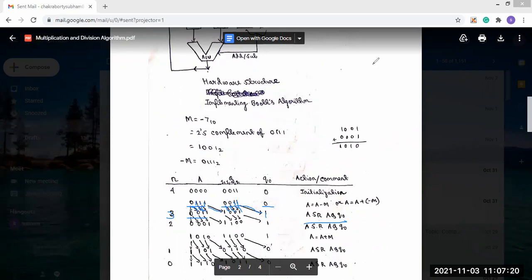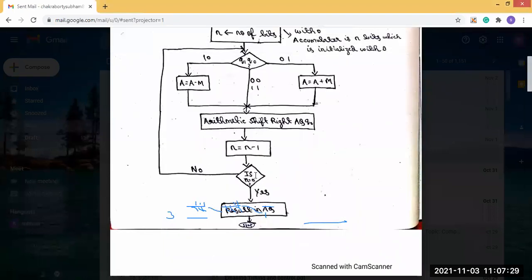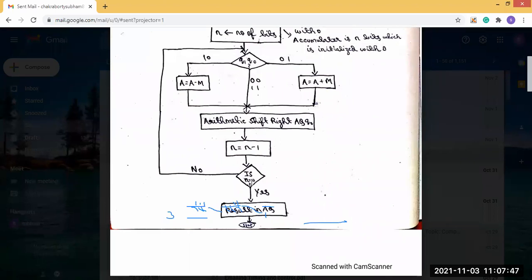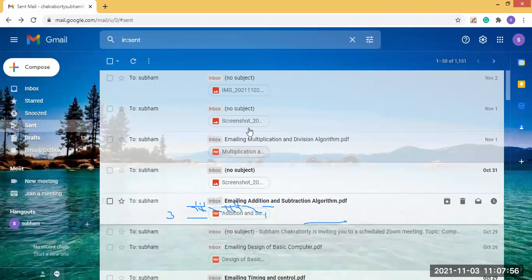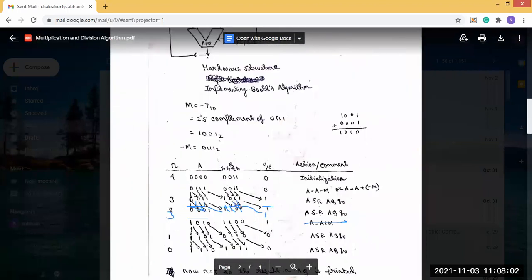Okay, so now what do we have to see? After that, according to the flowchart, we check: is n equal to 0? Then the result will be A and Q, combining them both, so the result will be AQ. But if n is not equal to 0, then we have to perform these steps again. Now n equals 3, so this is not 0. So we have to perform these operations again. What will it be now?